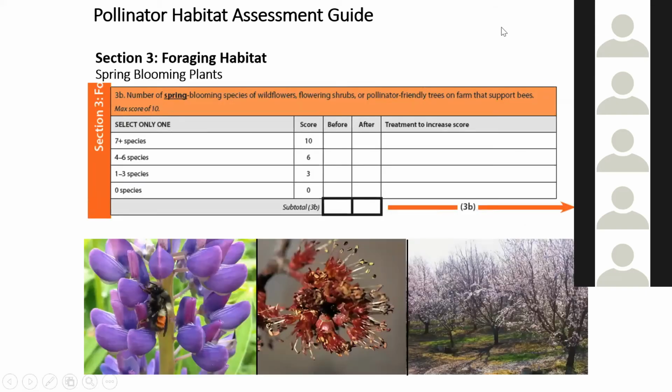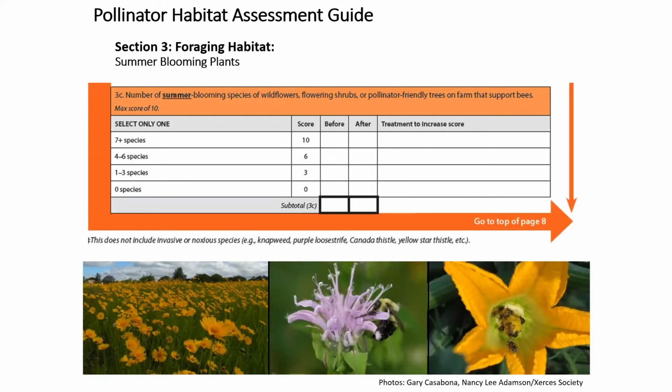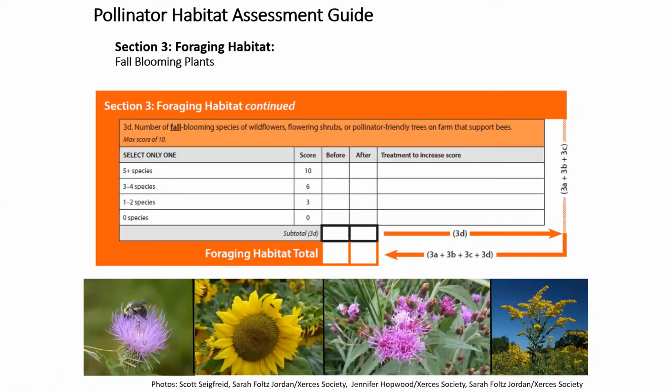Next aspect is to count the number of species of wildflowers you have in each season. In spring, for instance, how many species? Do you have 0 species blooming in spring or 7 or more species blooming in spring? Do the same thing for summer. Summer tends to be a time where we have a very high abundance of forage plants, native forage plants, and also fall bloomers. It's harder to get the spring bloomers.